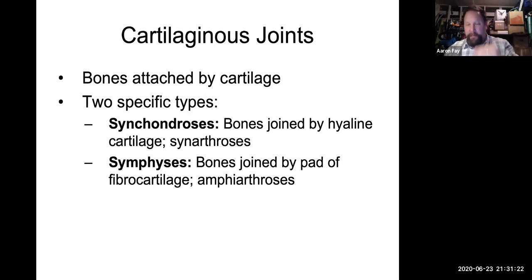Lots of small movement will actually allow for a large amount of movement. So when I lean to one side, when I bend my spine, that's an example of all those little tiny amphiarthroses adding together. So synchondrosis, we're talking hyaline cartilage between the bones. Symphysis, we're talking fibrocartilage between the bones. Synchondrosis is synarthritic. Symphysis is amphiarthritic.